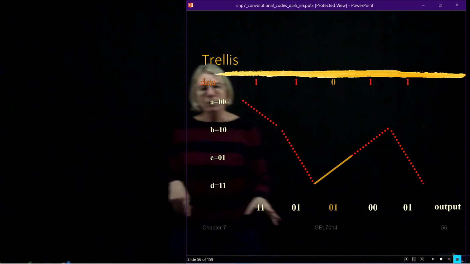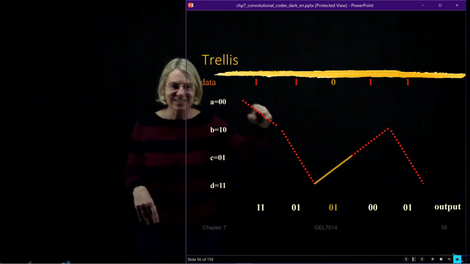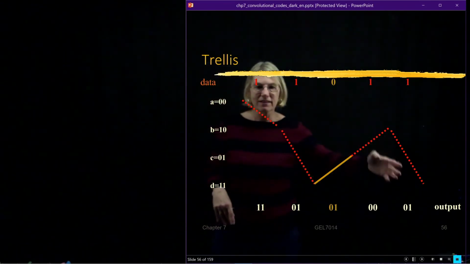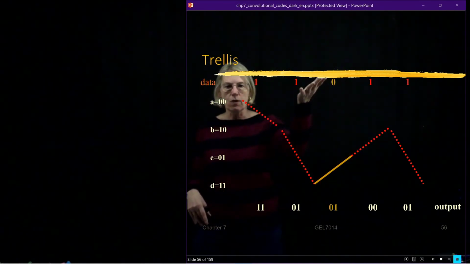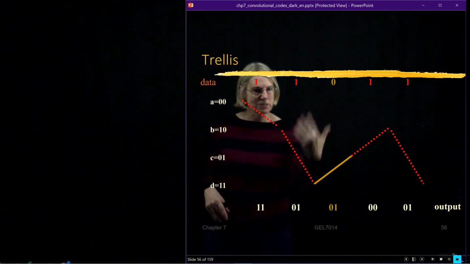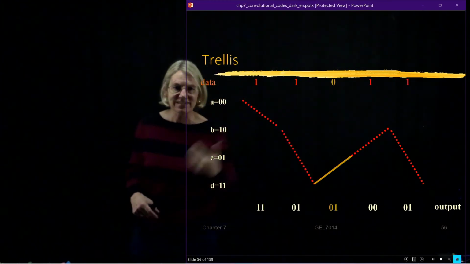And so what we're going to see is that this representation of the path easily gives me what was the data. There's a 1-to-1 correspondence between a path and the data that was sent.